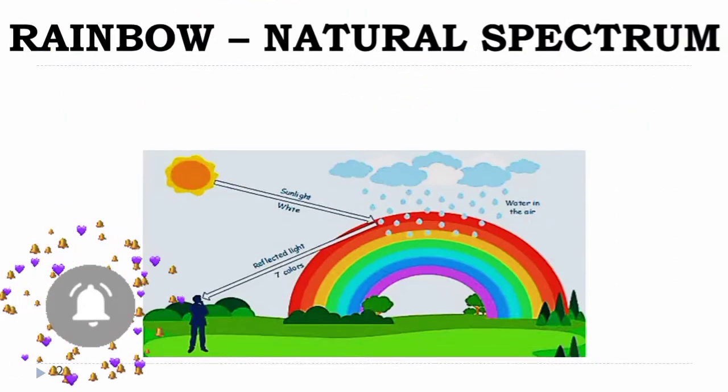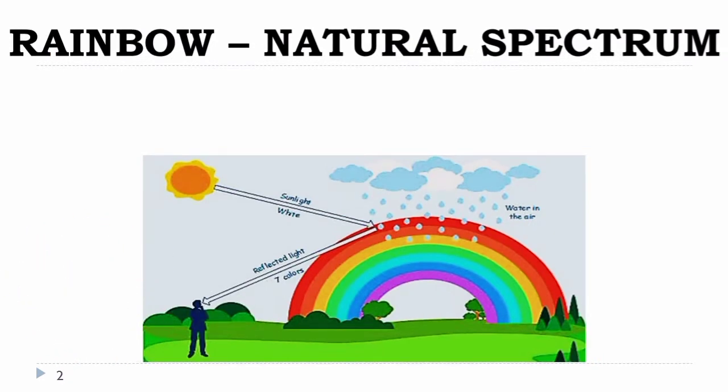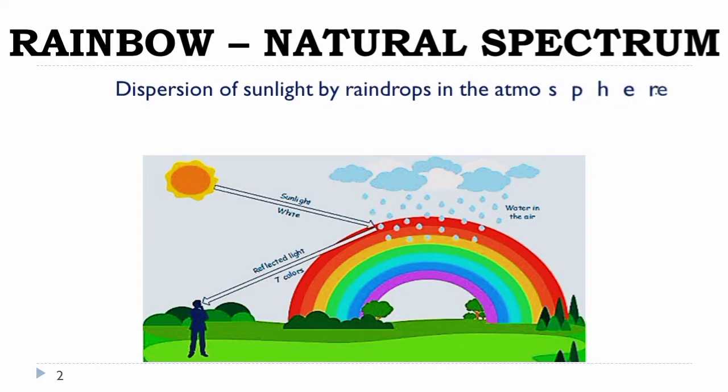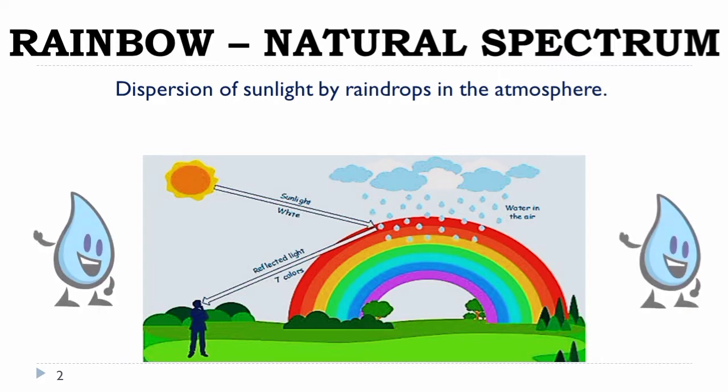A rainbow basically needs two things: water droplets and sunlight. Under the right condition, each water droplet acts like a prism, and these water droplets disperse the sunlight into the atmosphere, creating a beautiful spectrum of 7 colors in the sky.